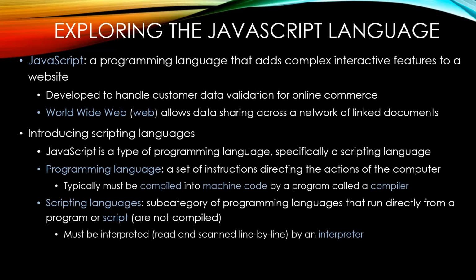JavaScript is a scripting language. Scripting languages are different than programming languages. C, for example, is a programming language. Typically, you have to compile your code into machine code and create an executable, and it has to go through that compiler. This is a scripting language. Scripting languages don't go through a compiler. Typically, they run directly from the program or the script. They don't have to be compiled, but they do have to be translated. So scripting languages use something called an interpreter in order to do that line-by-line scan and translation for your machine.